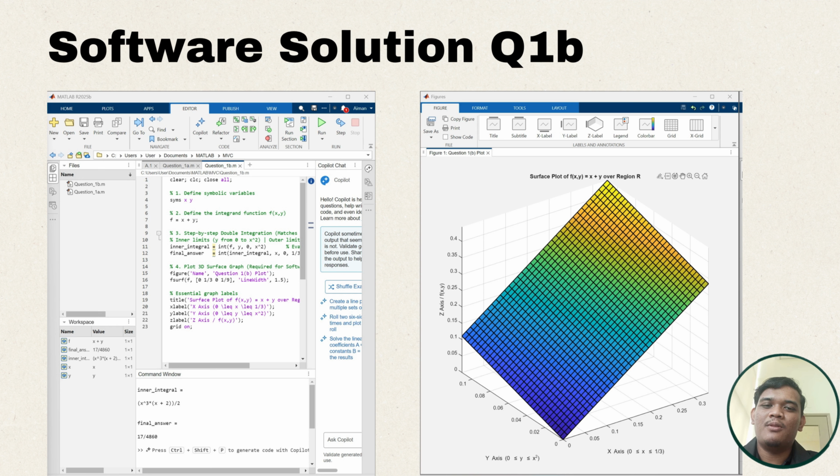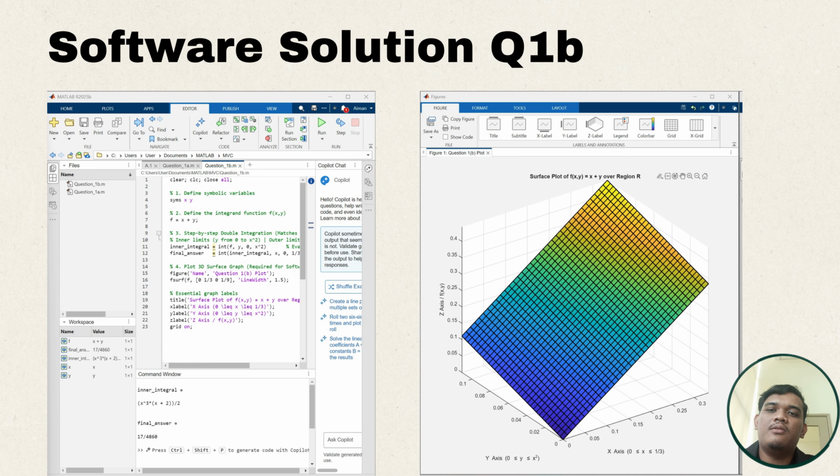Bismillahirrahmanirrahim. Assalamualaikum warahmatullahi wabarakatuh. My name is Muhammad Firdaus bin Shukri, my matrix number is CE250084. My first part is the software solution for Q1B. You can see the final answer, which is 17 divided by 4860. The manual calculation is the same.